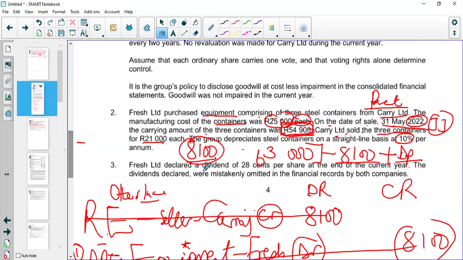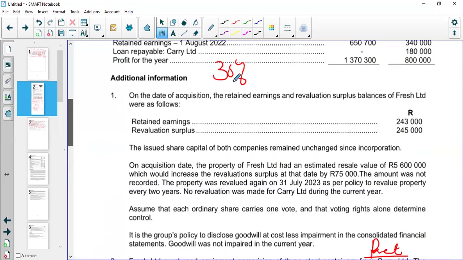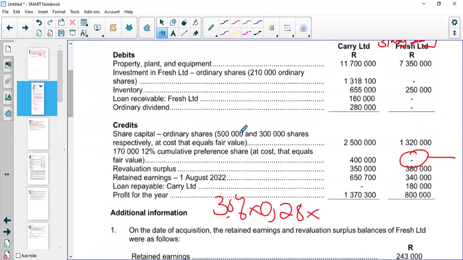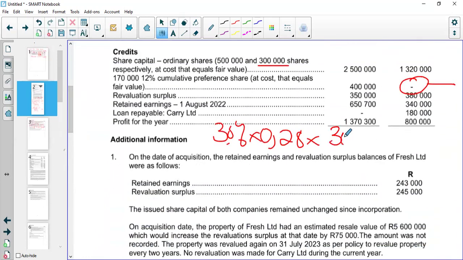So they declared 28 cents per share. So I'm going to say they get 30% of that 28 cents, and the number of shares issued by the subsidiary, 300,000. So we take the number of shares, 300,000, and they get 30% of that. So that's 30% multiplied by 0.28 multiplied by 300,000. I get 25,200. That is what they get.